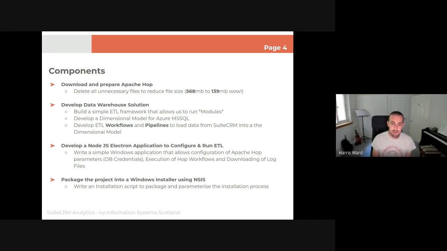So this tool that we built just sets some parameters, database credentials, and things like that. Allows the execution of our workflows and downloading of log files. It's pretty straightforward. And finally, we took these 3 components, Apache Hop, our ETL, our data warehouse or ETL solution, and our Node.js application, and we packaged it into a little Windows installer using NSIS.